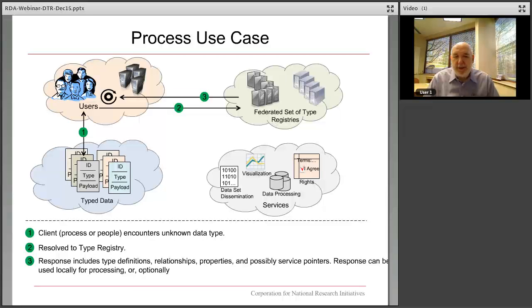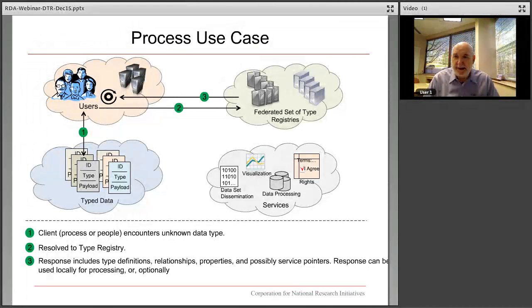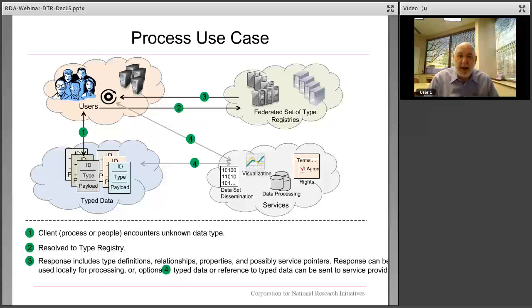The response can be used locally for processing. That is, you now know what the person who created that data meant, and you can build some sort of script to analyze the data, or more interestingly, optionally, the type registry can contain or point to a service that understands that data type.